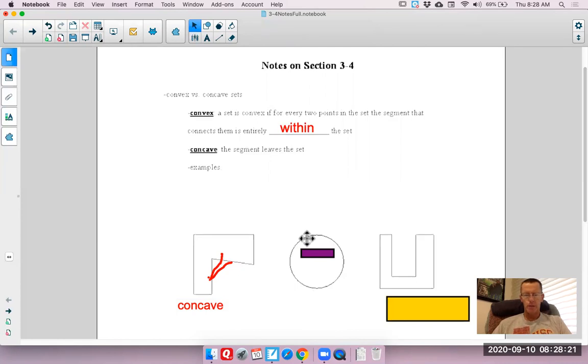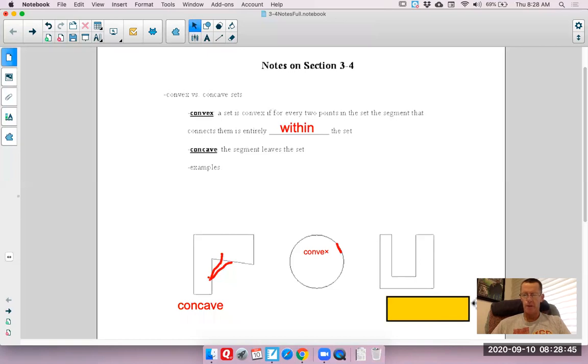What about this circle? Can you pick 2 points that the segment leaves the set? Hopefully you said no, because it's convex. No matter what you do, if I pick a point here and any other point, even one that's right here, technically it may not look like it, but it stays within the set.